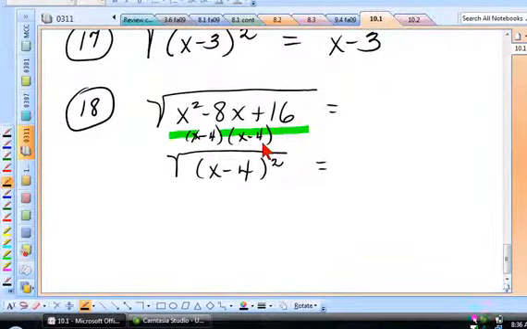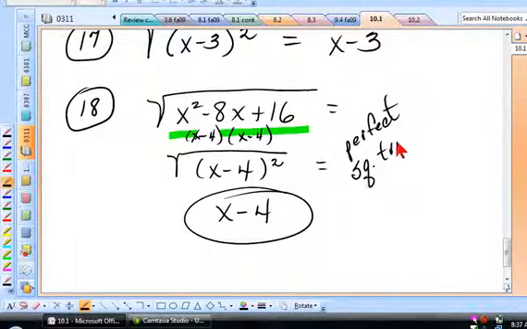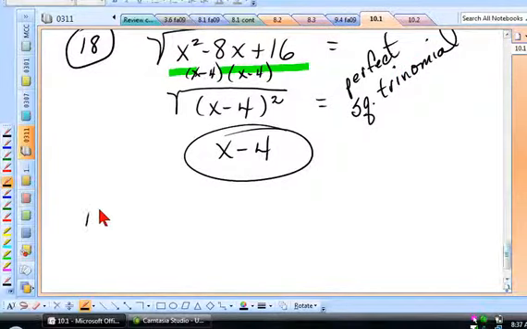And now, what's the square root of it? x minus 4, because when you take the square root of something squared, it's as if you did nothing to it. Okay, so I'm going to write a little note: perfect square trinomial. When you're doing math lab, I would have my notes sitting there, because you can bet that number 18 in math lab is going to be like that.